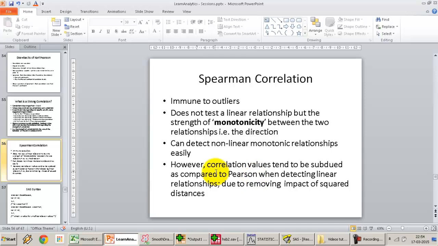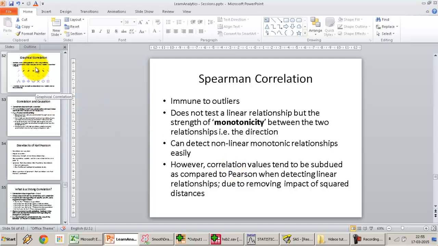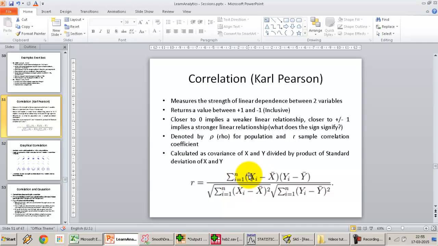However, one drawback is that the correlation values tend to be subdued as compared to Pearson. So even if there is a strong linear relationship, the Spearman value might come out lower than Karl Pearson's. The reason is obvious, because we are removing the actual magnitude of the variable. If you look at the correlation formula, we are looking at x minus x bar into y minus y bar, where x and y can have extreme values. When I change this into ranks, the values of x and y go down drastically, and x bar and y bar simply become the median rank. So obviously the value of R goes down.